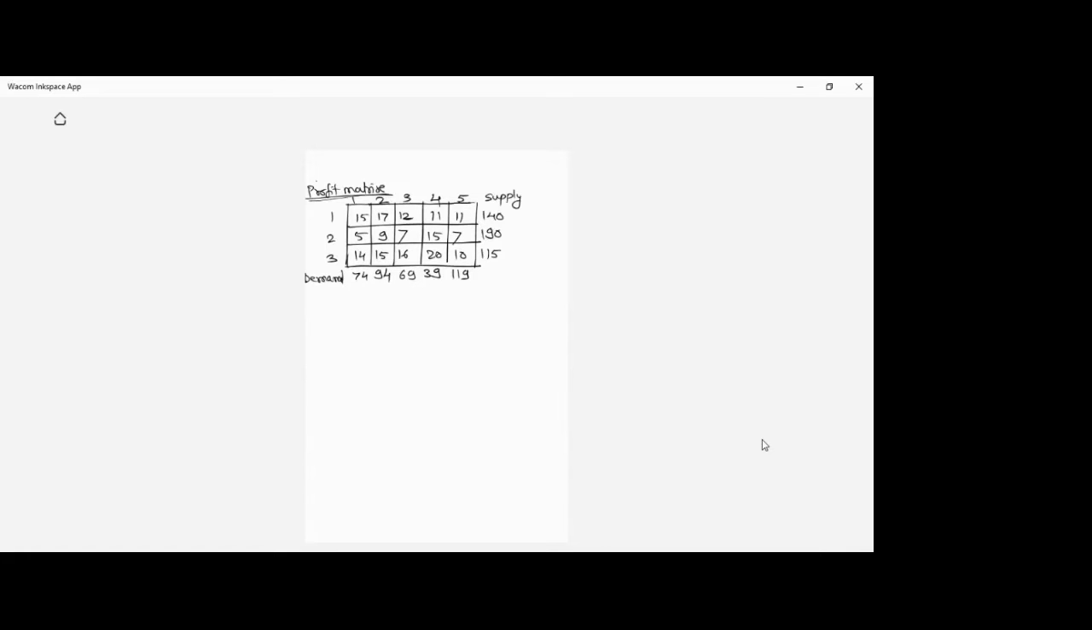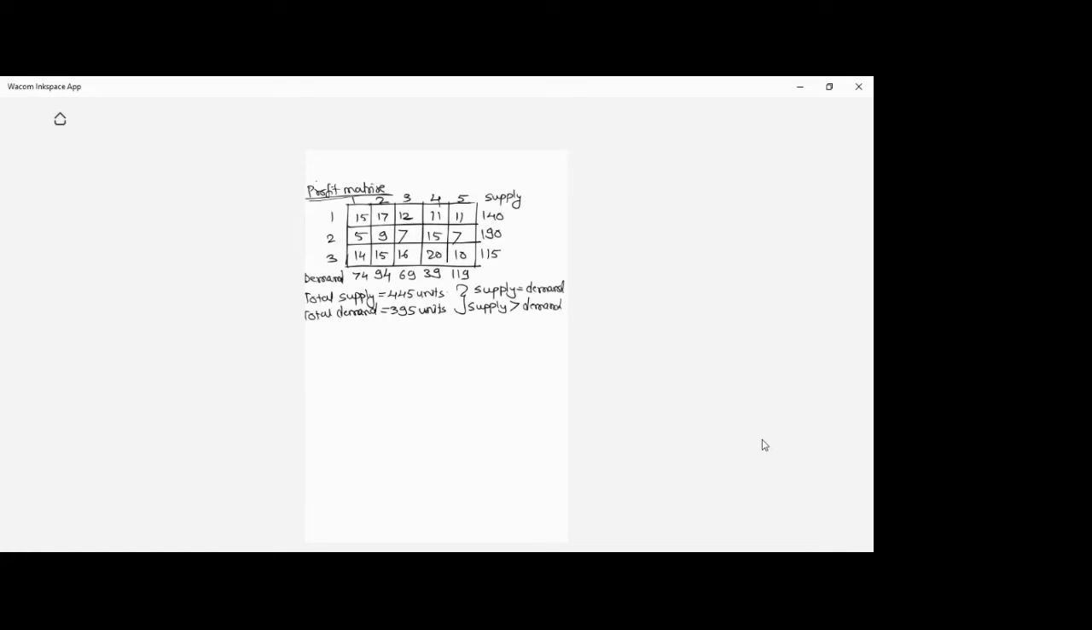Let's check whether it is a balanced or unbalanced transportation problem. The total supply comes out to be 445 units. Similarly, the total demand, 74 plus 94 plus 69 plus 39 plus 119, comes out to be 395 units, right? So if you see here, supply is not equal to demand, and supply is on the higher side than the demand.